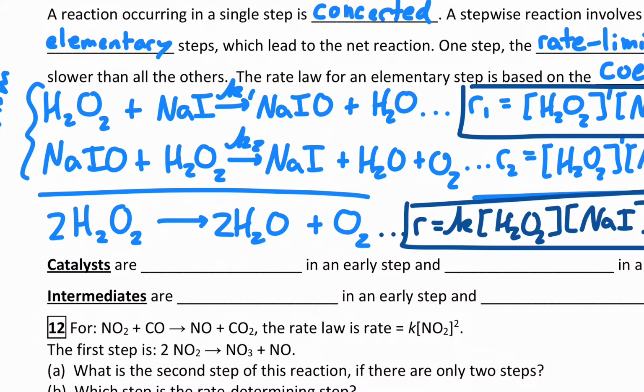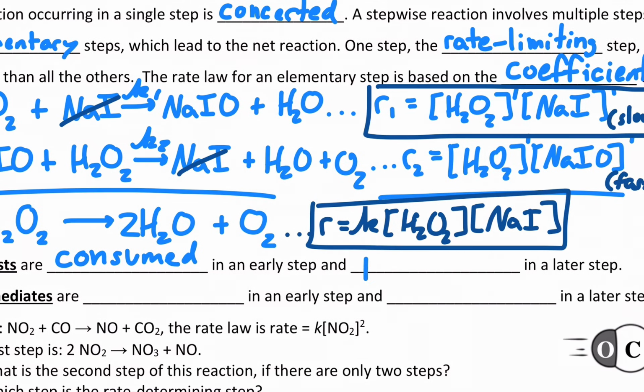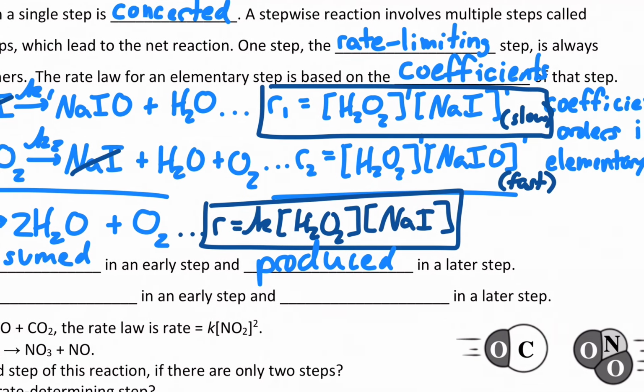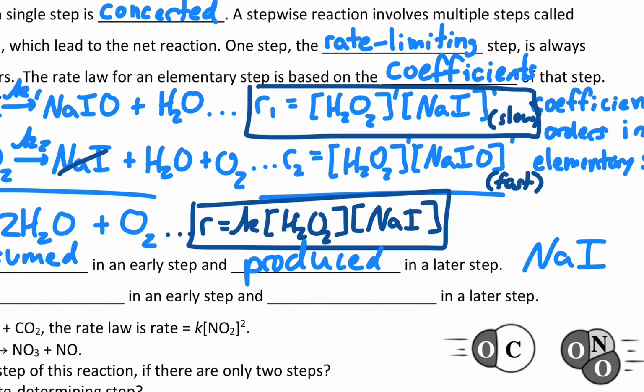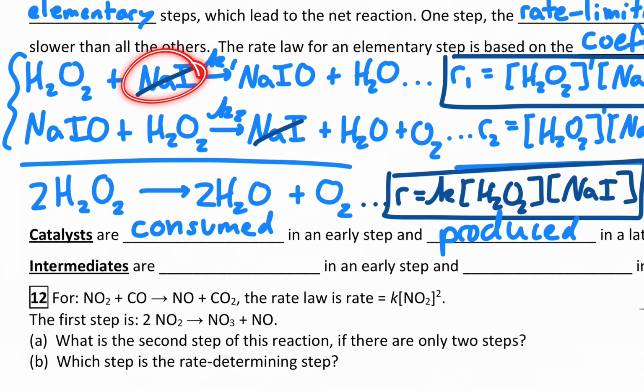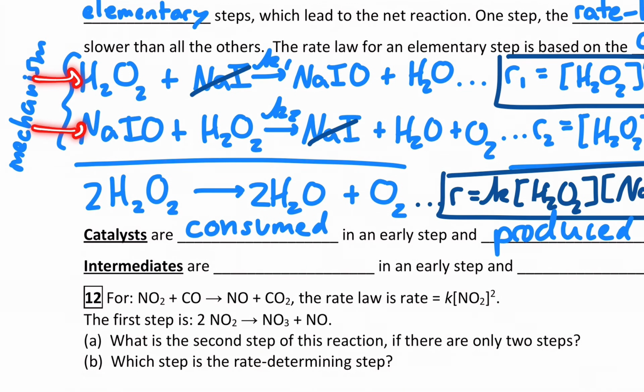You'll notice that the overall reaction doesn't include sodium iodide. That's because sodium iodide is a catalyst, and catalysts are consumed in an early step, and then they're produced in a later step. And that's what sodium iodide is in this example. So it's a reactant, and then it becomes a product in a later step. These are actually in sequence, step 1 and step 2.